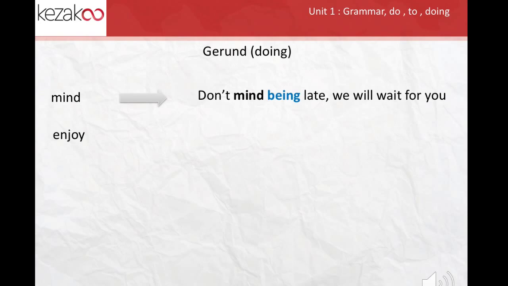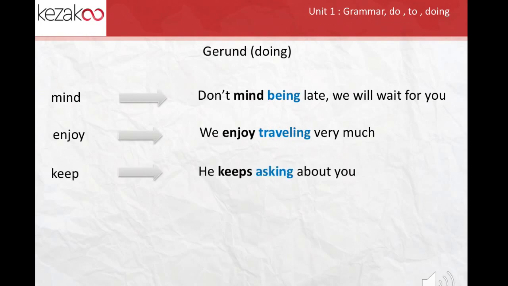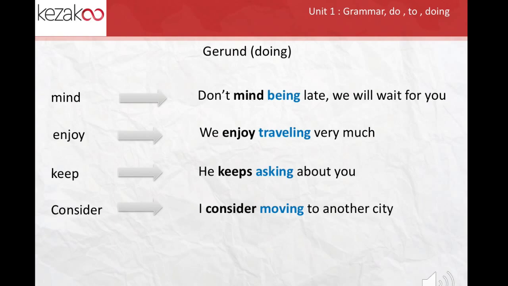Enjoy. We enjoy traveling very much. So after enjoy, we use verbs in gerund with ing. Keep. He keeps asking about you. Consider. I consider moving to another city. Avoid. You must avoid smoking.